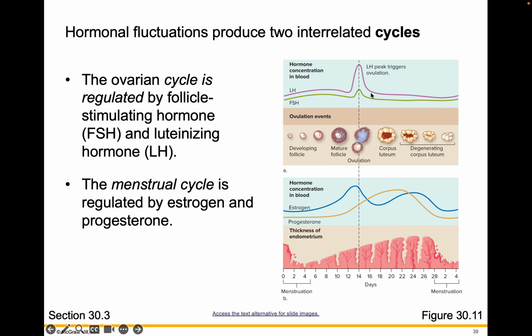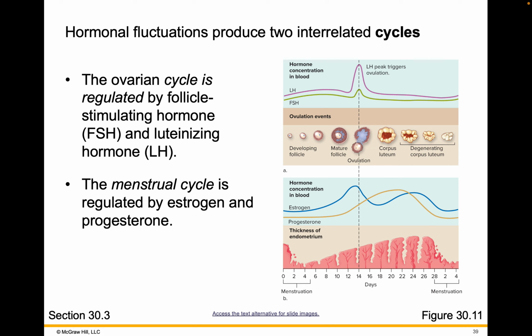As those levels fall off, the corpus luteum, which would have supported a pregnancy, begins to degenerate if a pregnancy does not occur. If a pregnancy does occur, then the corpus luteum remains active and develops, and this is what supports a pregnancy until the placenta is in place and ready to function.